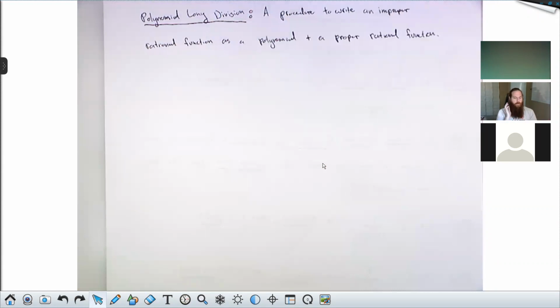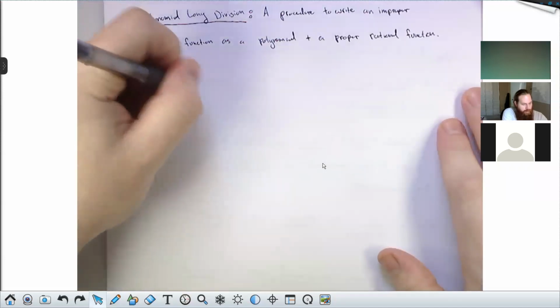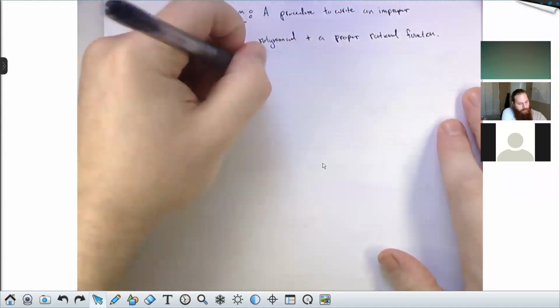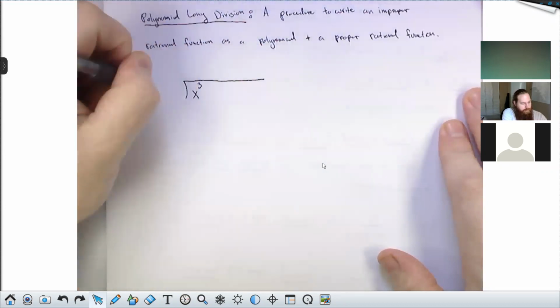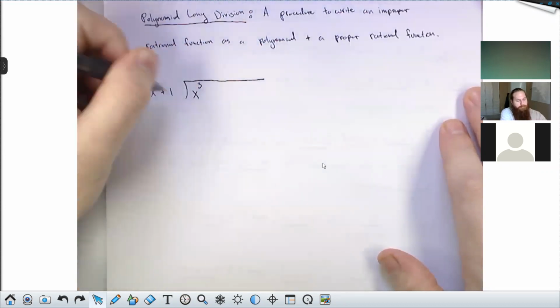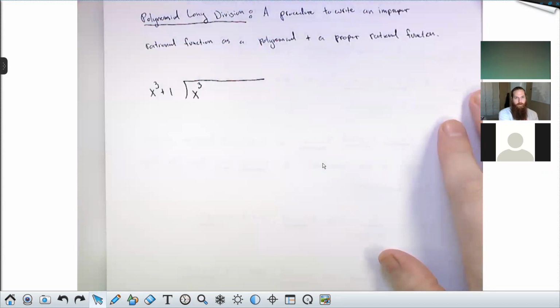So remember when you first learned how to do long division, you want to divide 28 by 9. And you say, okay, well, 9 goes into 28 3 times, but then there's a remainder of 1. So 28 divided by 9 would be 3 plus 1 over 9. So similar to that, if I wanted to divide x cubed by x cubed plus 1, and remember, this is what our first improper rational function looked like there. It was x cubed over x cubed plus 1.